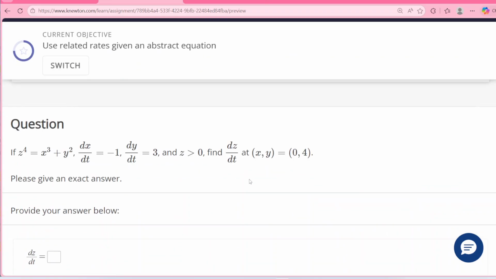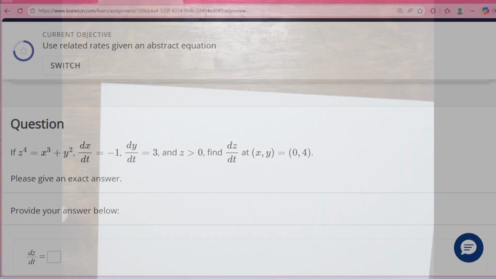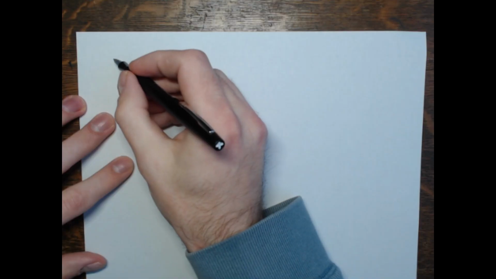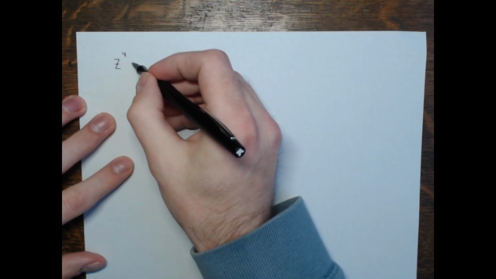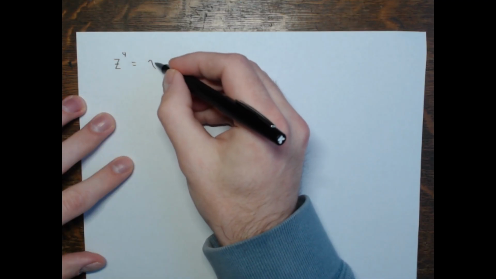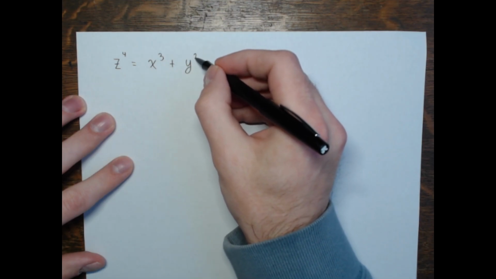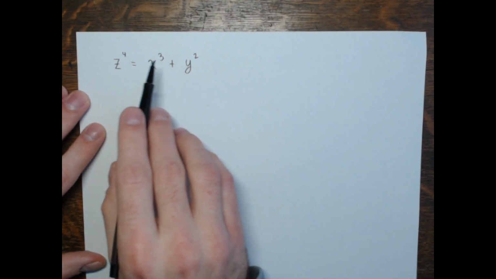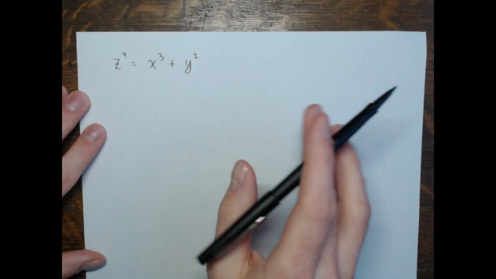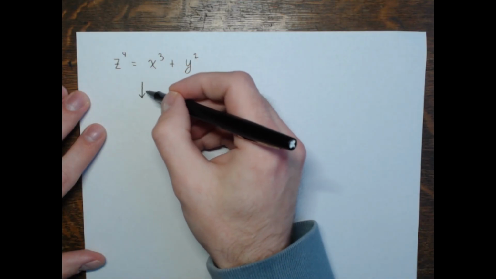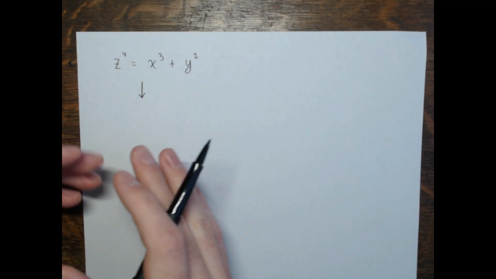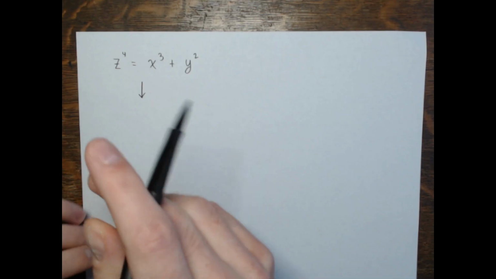Right, so a pretty similar one, right? Just with some different powers, different numbers there, but a very similar setup to other questions in this same objective. So we have z to the 4th power must be equal to x cubed plus y squared. Once again, x and y and z all depend on some other variable called t. So we'll see how these quantities change as t changes, right? What are their rates of change?